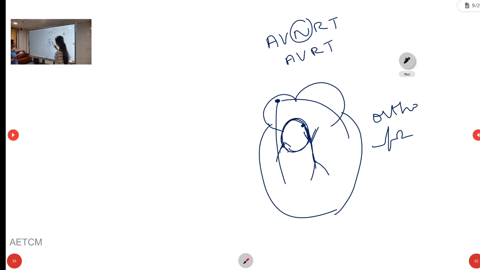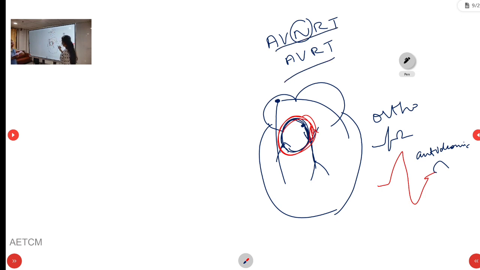Whereas if it is going in the opposite direction, what will happen? If it is going in the opposite direction like this, then a wide QRS will be seen with the T wave, P wave. Without this, we will be seeing a wide QRS complex. That is called antidromic. So SVT can happen because of either an AVNRT or an AVRT.